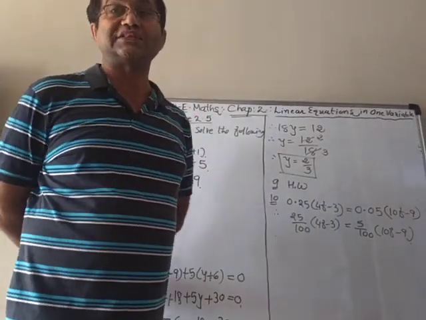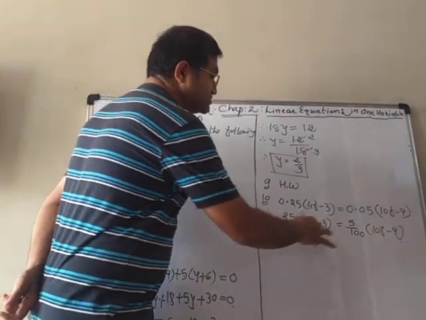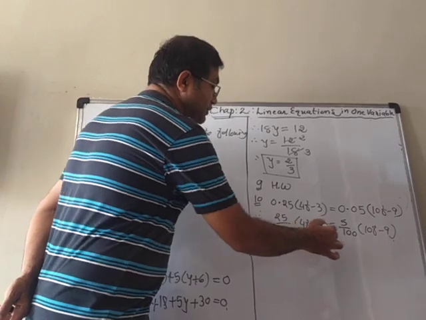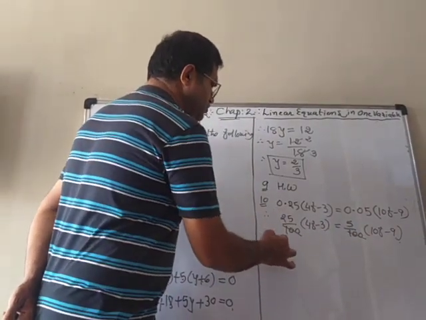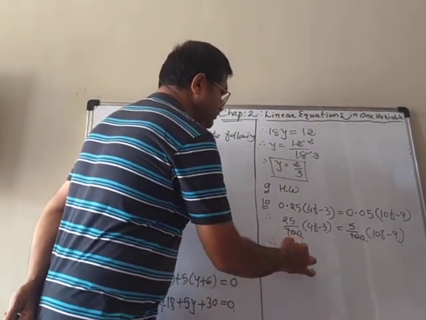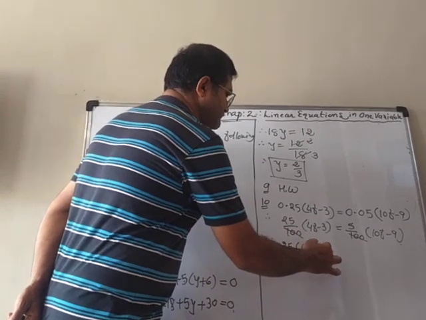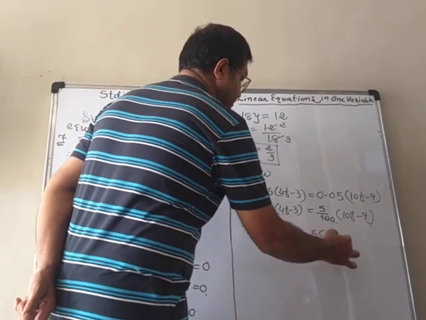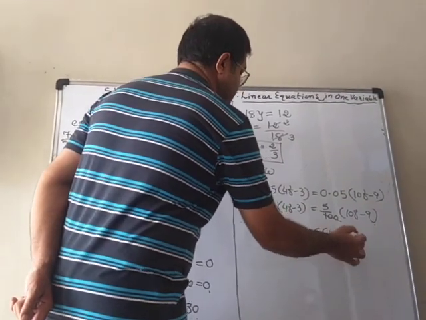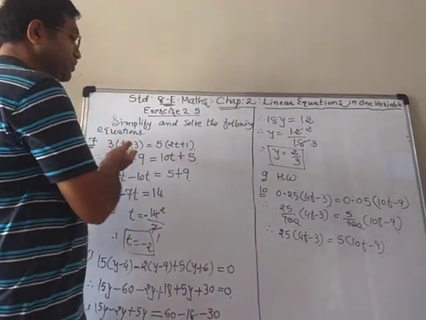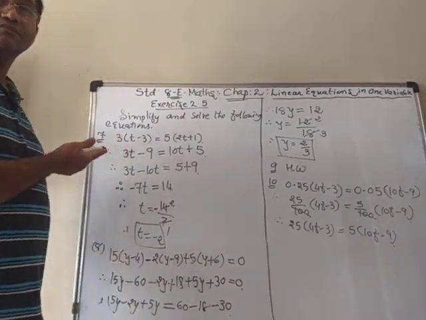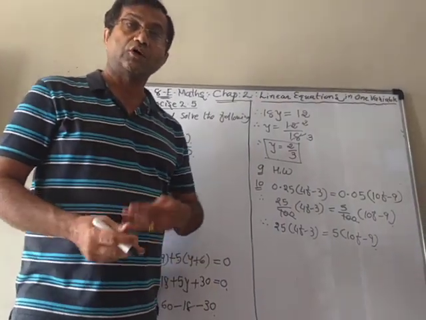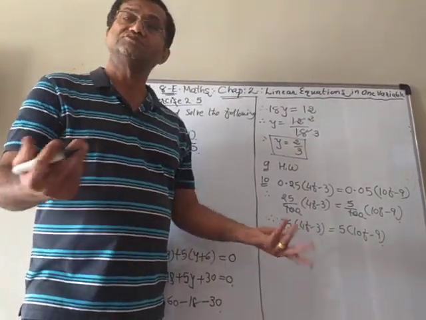Now you can see that on both sides there is 100 in the denominator, so you can cancel them. Because if you take 100 from this side to the other side, it will go in the numerator. So both 100s can be cancelled. So now it's simple: 25 into bracket 4f minus 3 is equal to 5 into bracket 10f minus 9. So it becomes like the first sum, like sum 7. Now we only have to open the brackets and then simplify.